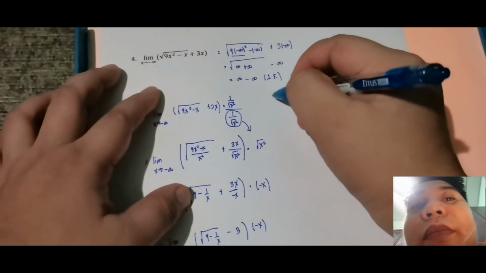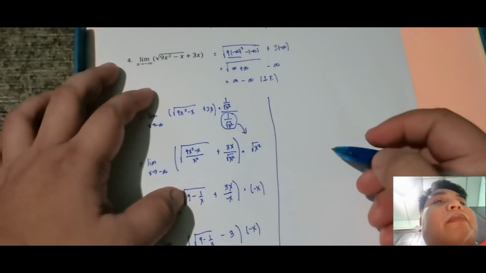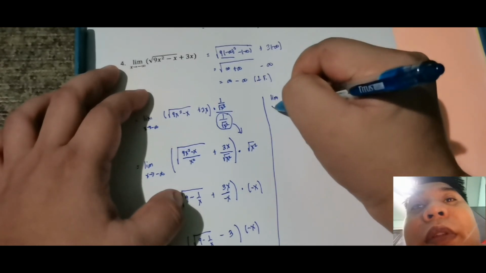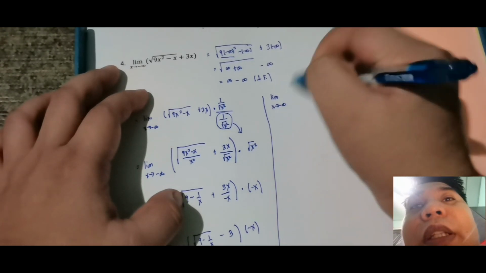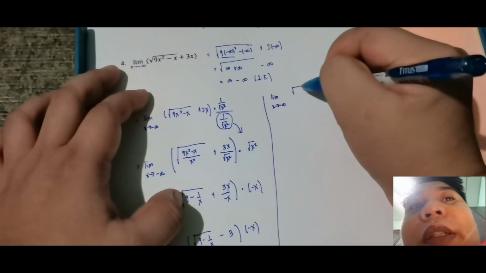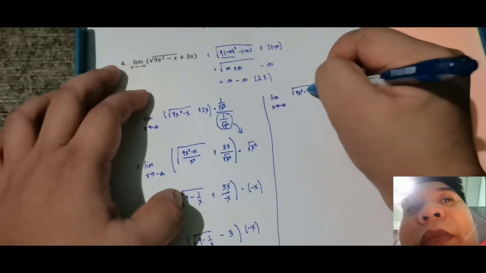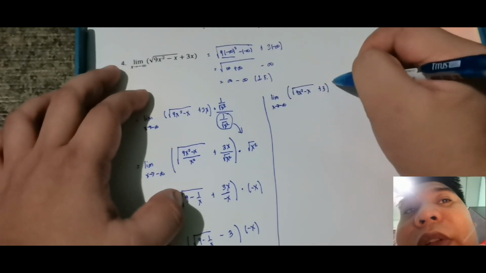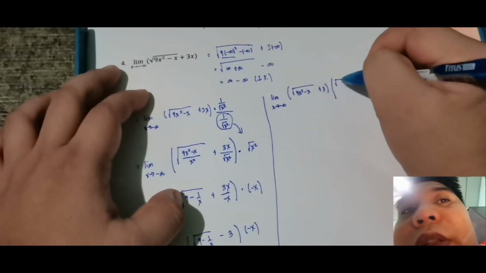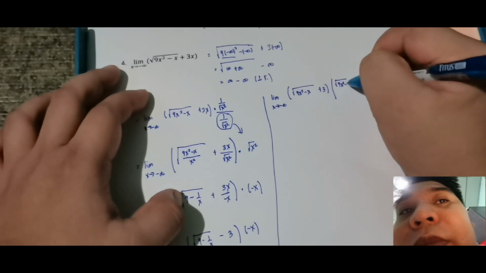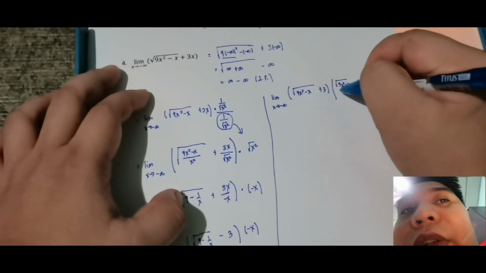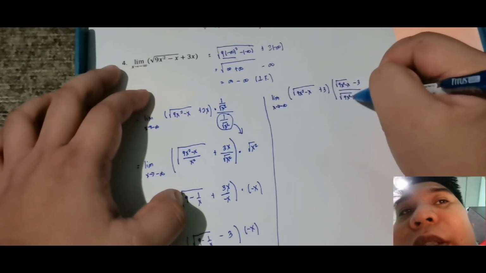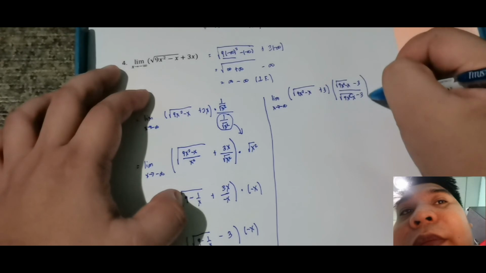So, ito lang, hindi kasi ako sure sa sagot natin. So, try natin tong isa. Limit as x approaches negative infinity ng square root ng 9x squared minus x plus 3x. I-multiply ko siya sa conjugate niya, which is square root ng 9x squared minus x minus 3x, kasi yun yung conjugate, over square root ng 9x squared minus x minus 3x.